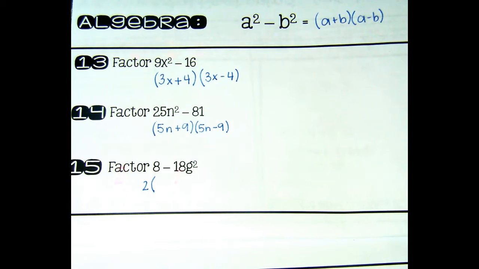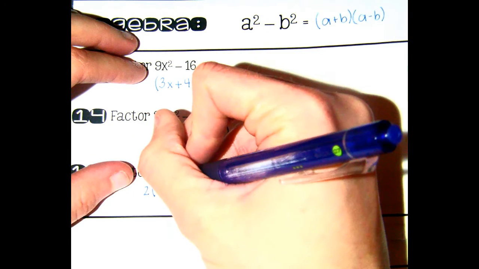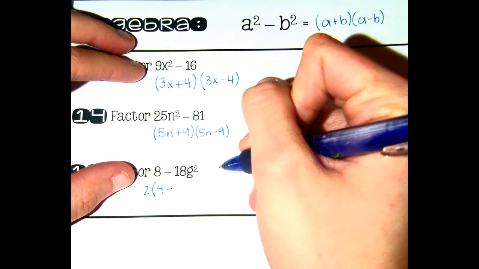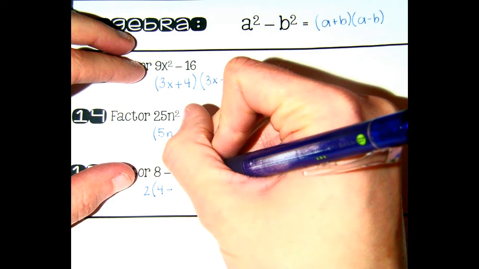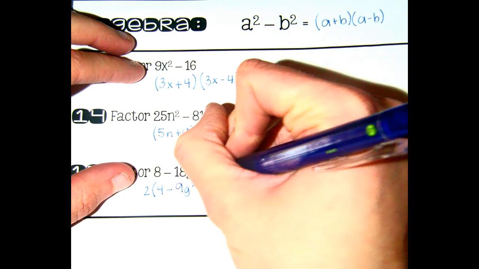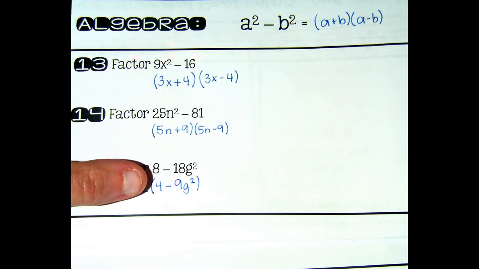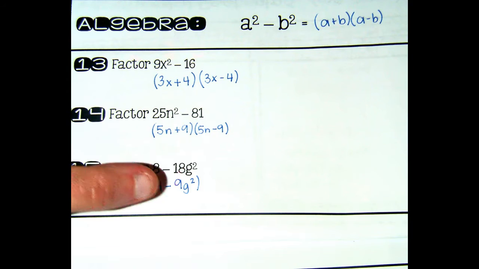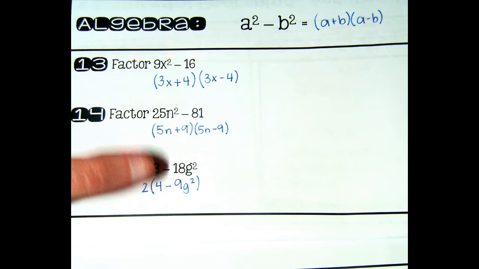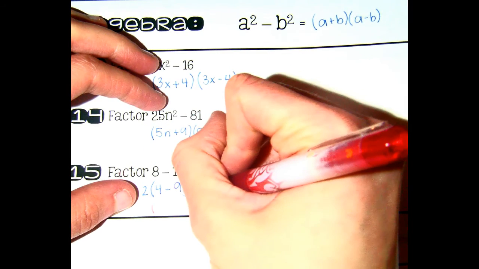Okay, when we take out, what are we actually doing? We're factoring, which is another word for dividing. 8 divided by 2 is 4, minus 18 divided by 2, 9g squared. Alright, now I have to think. In parentheses, is 4 perfect? Is it minus? Is 9 perfect? Then I can factor this.